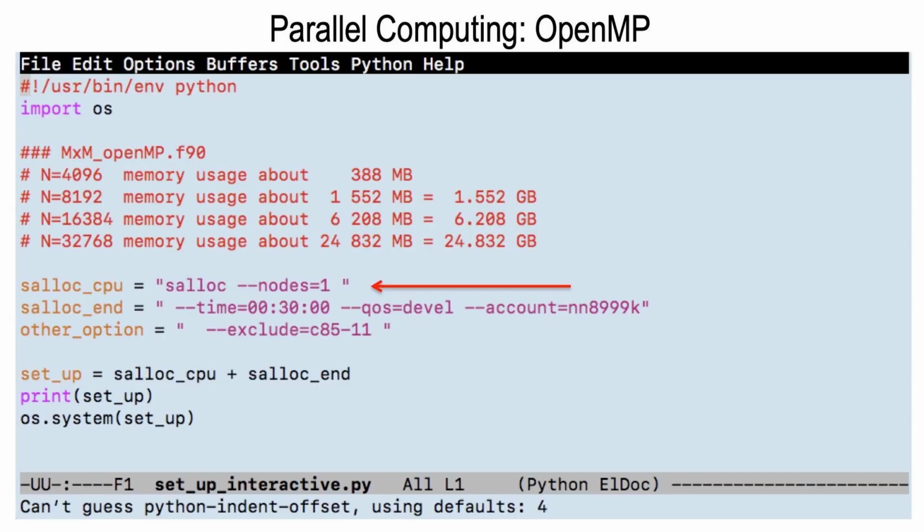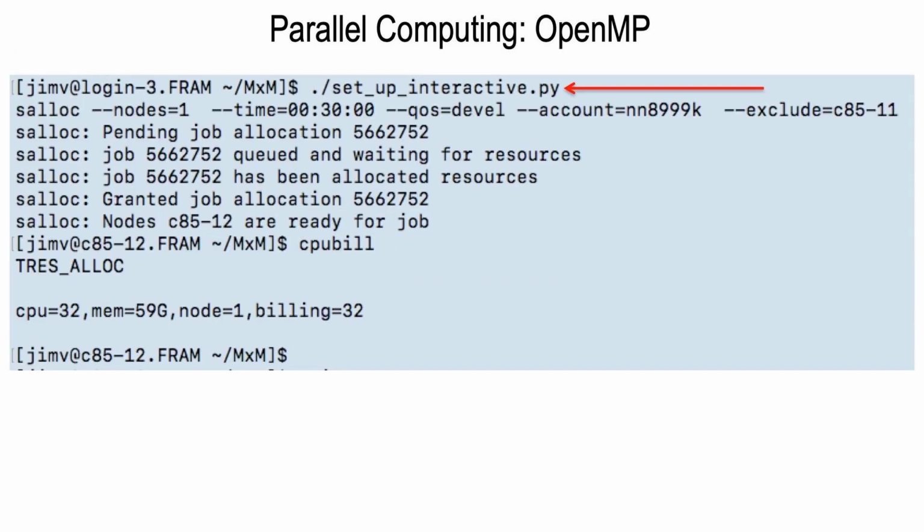In our setup Python script, we request one node for our interactive development job without specifying memory usage. Since we're asking for the entire node, we automatically get access to all 32 cores and the node's memory. This gives us 64 gigabytes of memory to work with. However, the Linux system reserves some memory, leaving us with approximately 59 gigabytes usable. As a result, we can perform matrix multiplication with dimensions up to 32,768. When executing the Python setup script, we transition from the login node to the c8512 node.